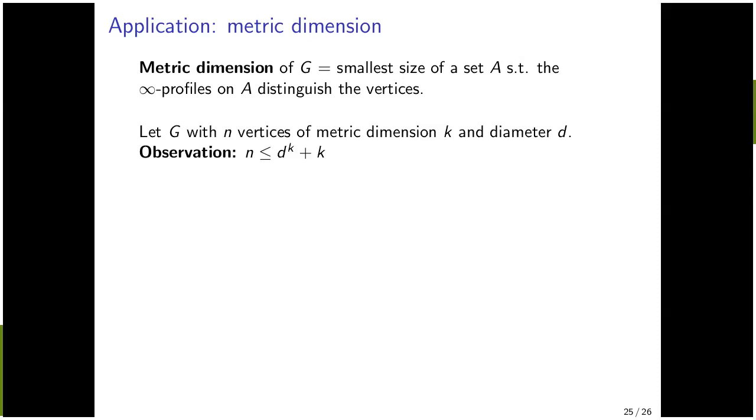So now if G is an n-vertex graph with metric dimension K and diameter D, well, n is at most D to the K plus K, because we have K vertices in A, and for vertices outside A, we have at most the number of possible profiles on A, which is a K-tuple of integers between 1 and D. Okay, so we have at most D to the K possibilities. We can refine this upper bound, but it's not very important for us.